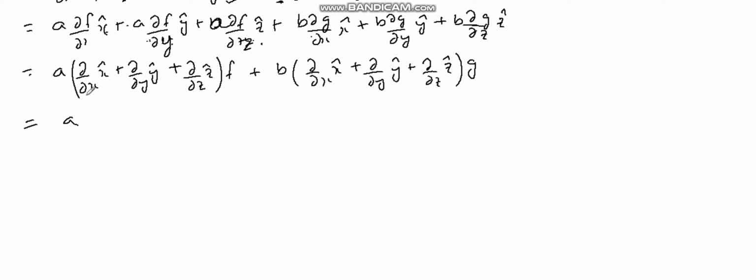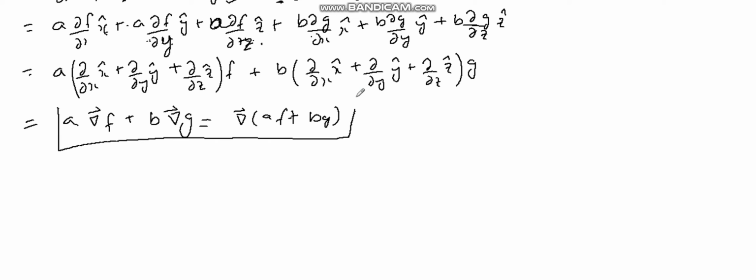Now we know that this is the del operator acting on f and multiplied by a, and similarly b multiplied by the del operator acting on g. So we have proved it: del of a times f plus b times g. This proves that the gradient is a linear operator.